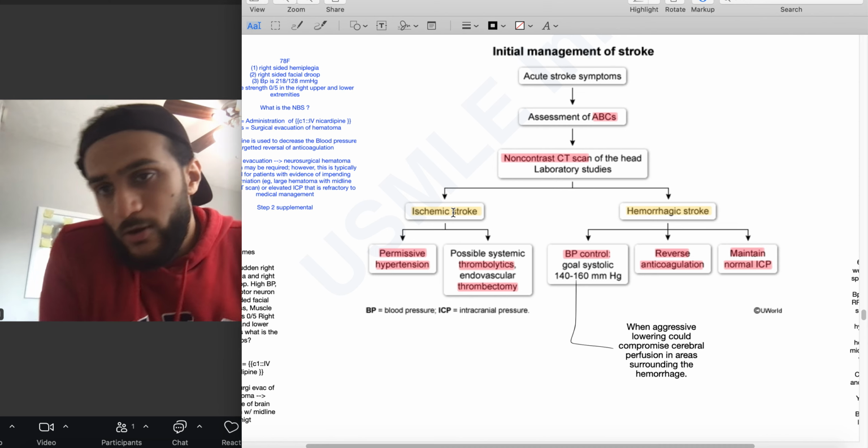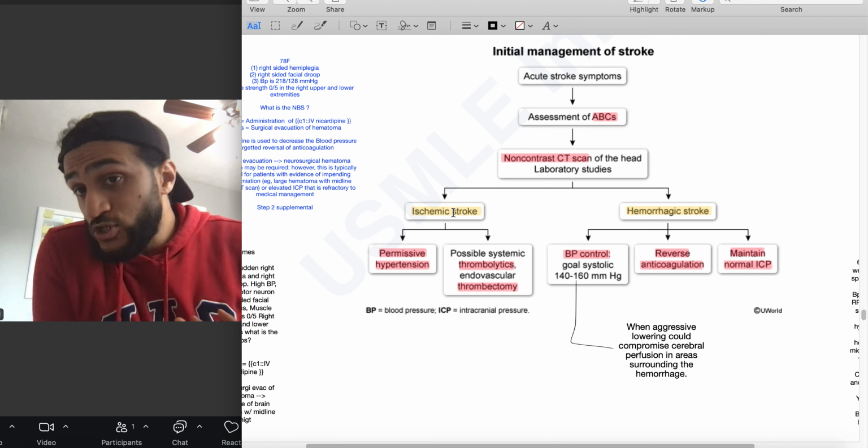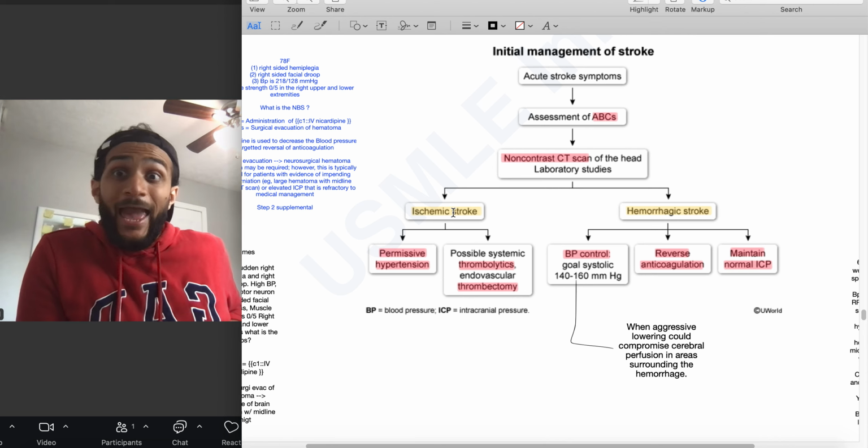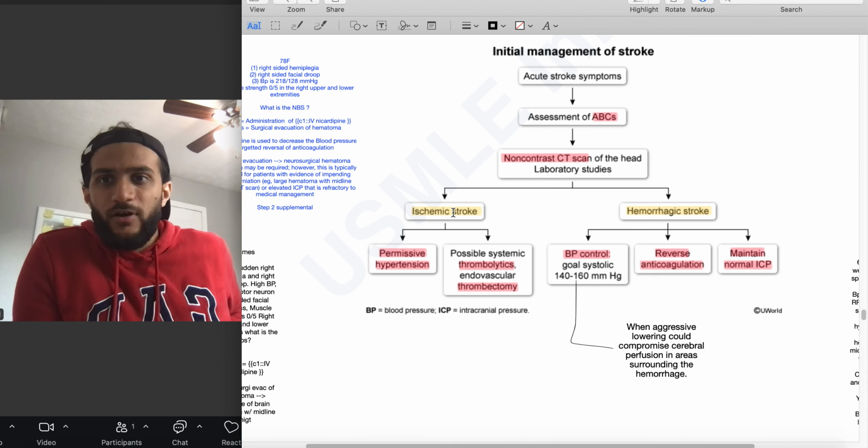Then we come over here to hemorrhage. Hemorrhage is usually due to high blood pressure. We can have subarachnoid hemorrhage, which is going to be nausea, vomiting, headaches, all of this good stuff, which can also be here.